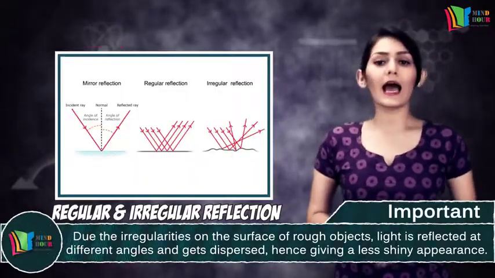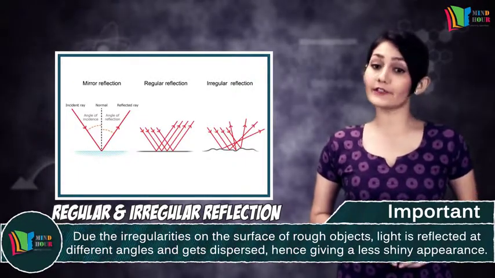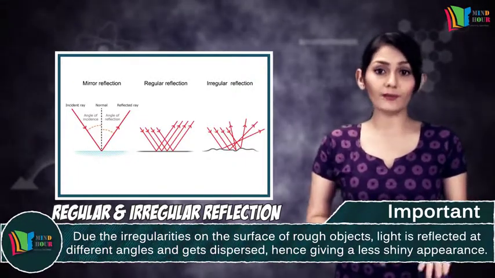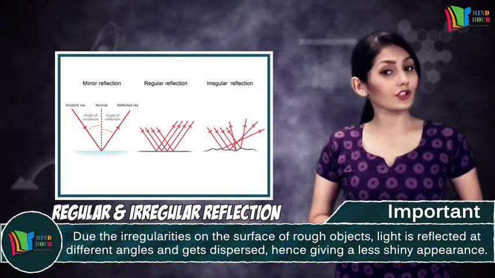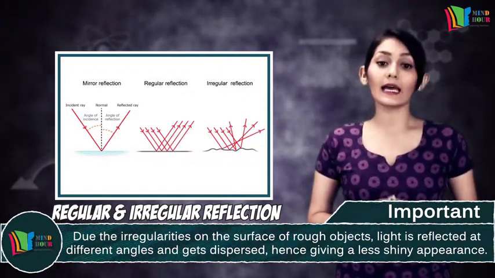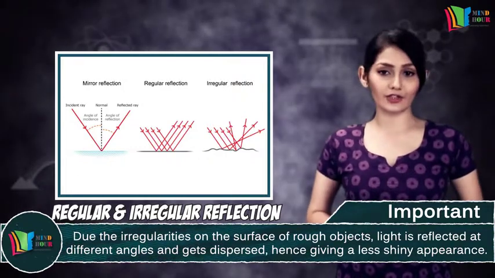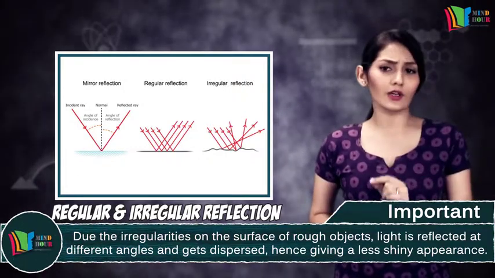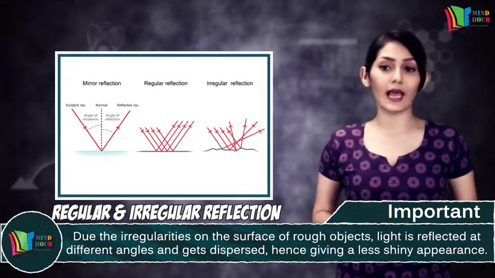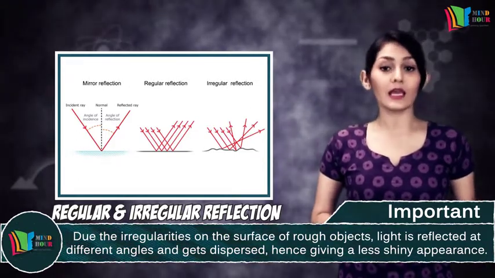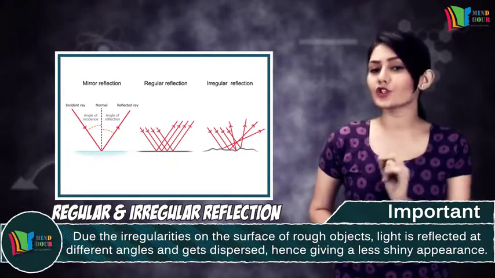Irregular surfaces have many small irregularities on them, such as a brick wall. They are known as irregular surfaces, and the reflection occurring on these surfaces is known as irregular reflection. Due to the irregularities on the surface, the light is reflected at various different angles and gets dispersed, hence giving a less shiny appearance. There are certain laws of reflection which are followed uniformly in the entire universe.